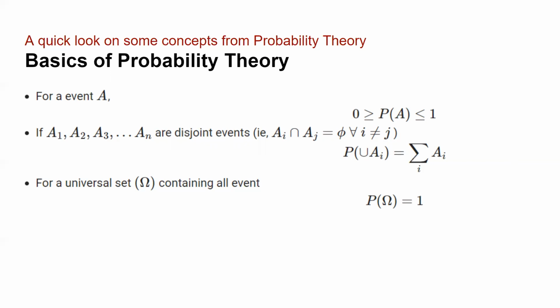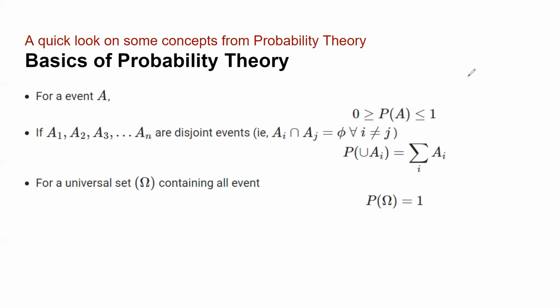Now, point number 2 says that if I have some events from 1 to n, and all those events are disjoint events, then the probability of the union of those events is equal to the sum of their individual probabilities. Is this point clear, or shall I explain it?